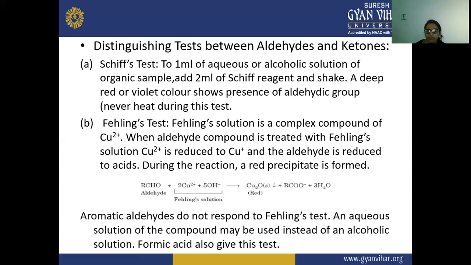So aromatic aldehydes do not respond to the Fehling test. Only the aliphatic aldehydes respond to the Fehling test, not the aromatic aldehydes. An aqueous solution of the compound may be used instead of an alcoholic solution. In the Fehling test, the aqueous solution of the compound is used instead of the alcoholic solution. Formic acid also gives this test, because formic acid, which contains the carboxylic acid group, also gives the Fehling test.